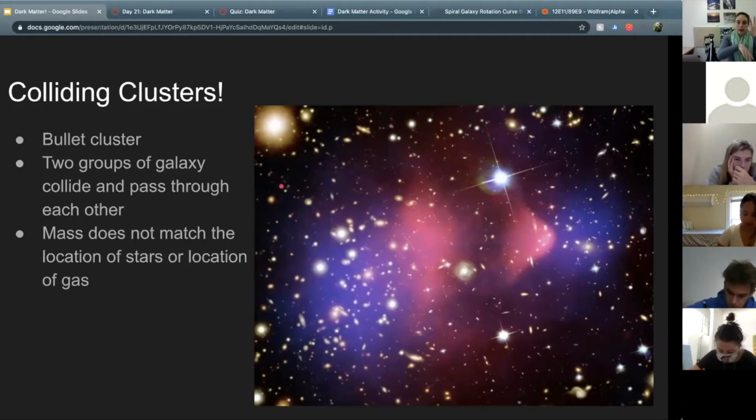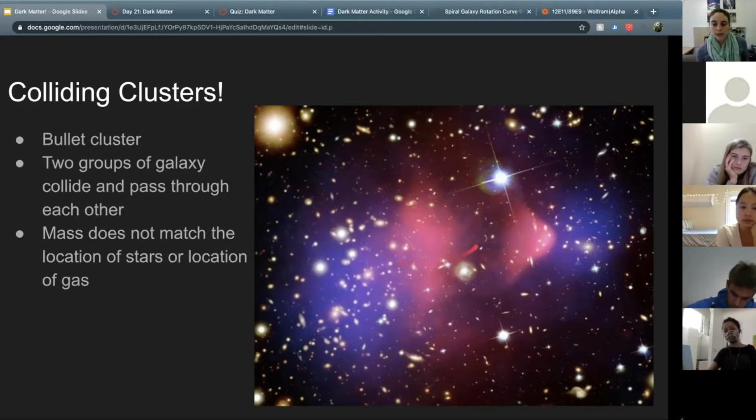So there's just a lot of gas evenly distributed throughout each of the clusters. So when you slam the two clusters together, the gas from each cluster does run into each other and slows down. So the stars pass right through, no problem. The gas hits itself, hits the gas from the other cluster and slows down. So we can compare where the gas is to where the stars are. And then we can use gravitational lensing to figure out where the mass is.